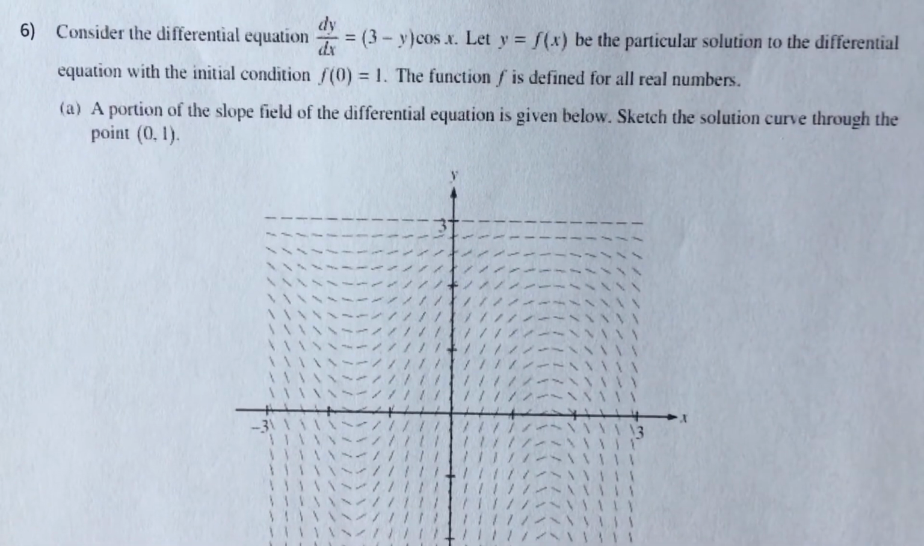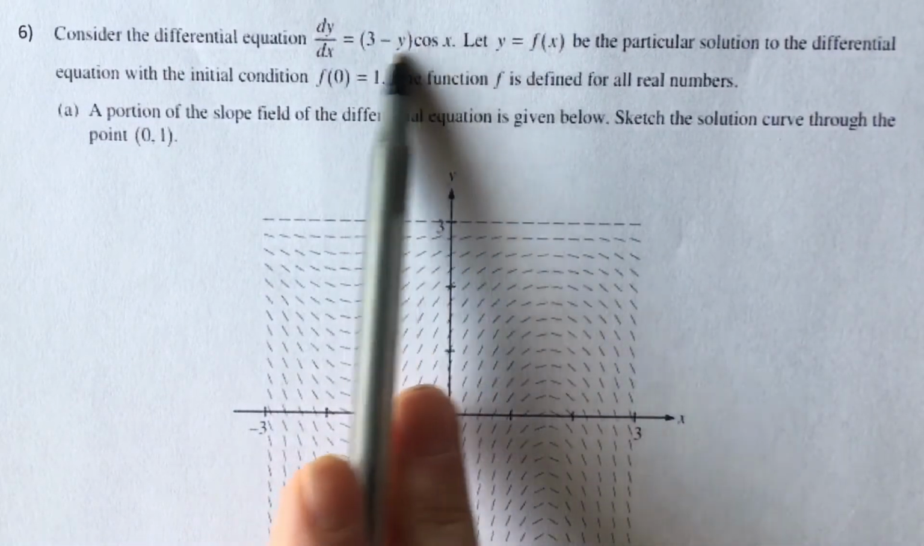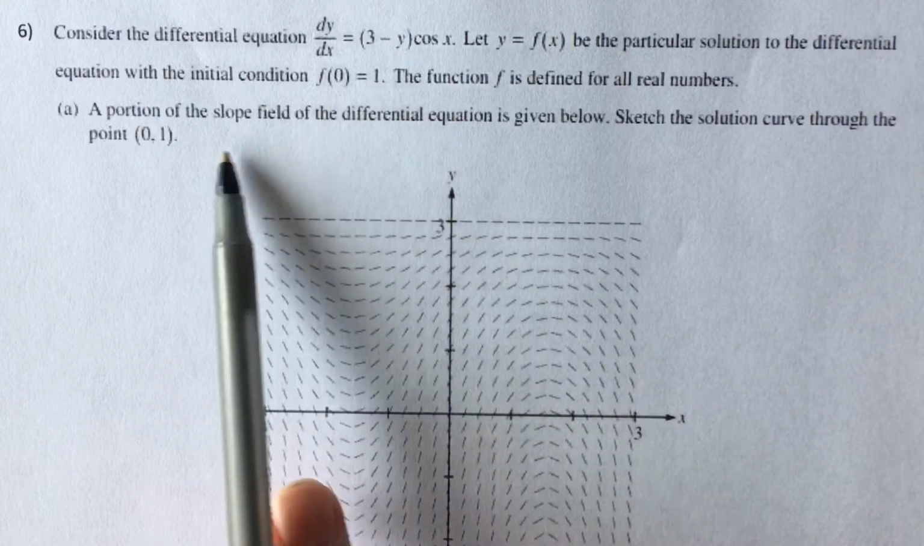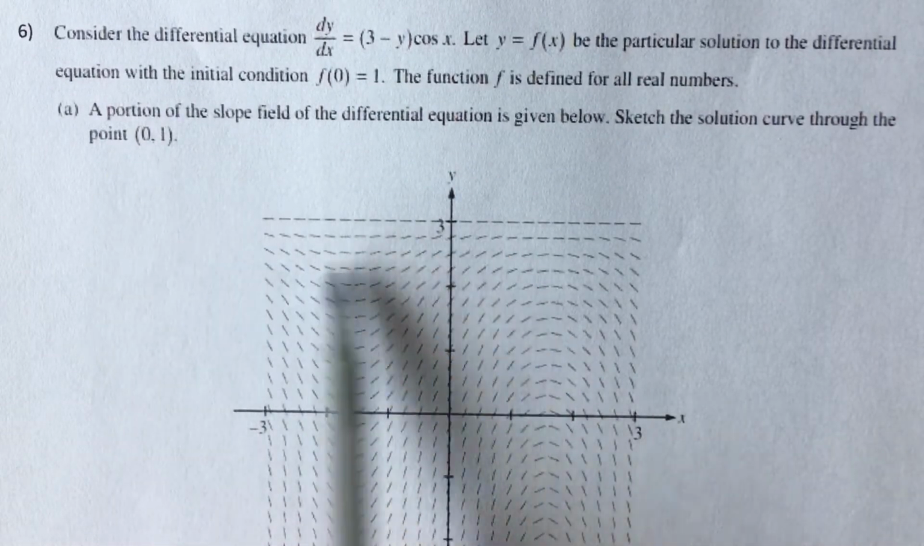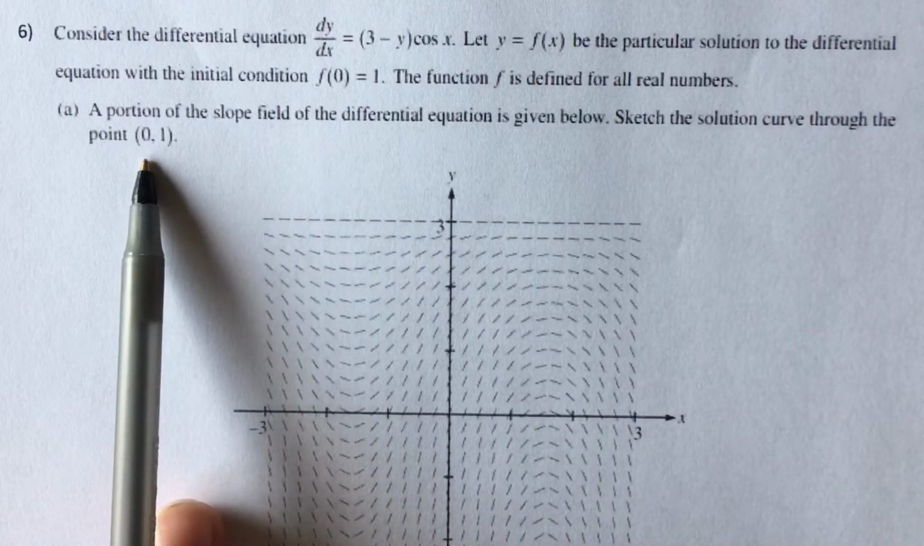All right, number 6 here was on a recent AP exam. It gives us a differential equation. We have an initial condition of (0, 1). And the first thing we're asked to do is take the slope field for it and find the solution curve that goes to the point (0, 1).